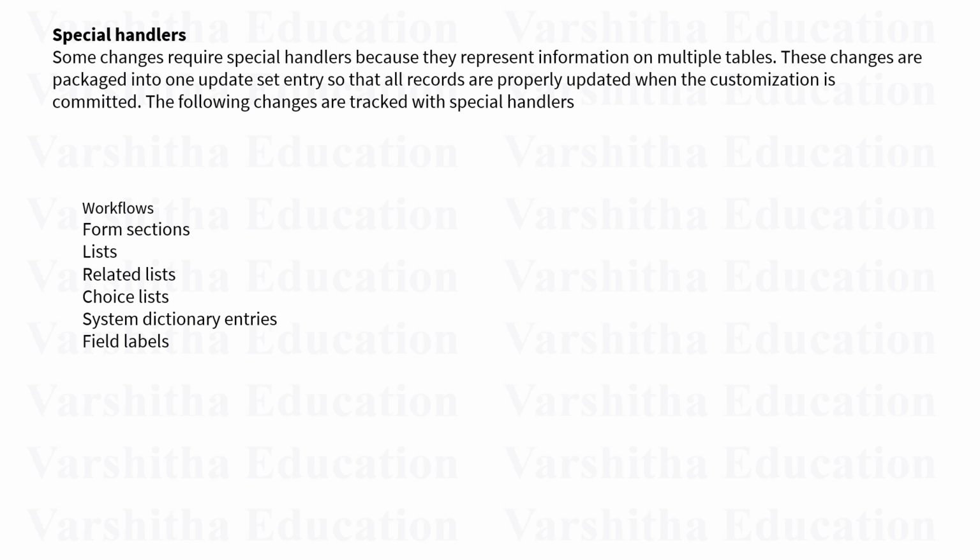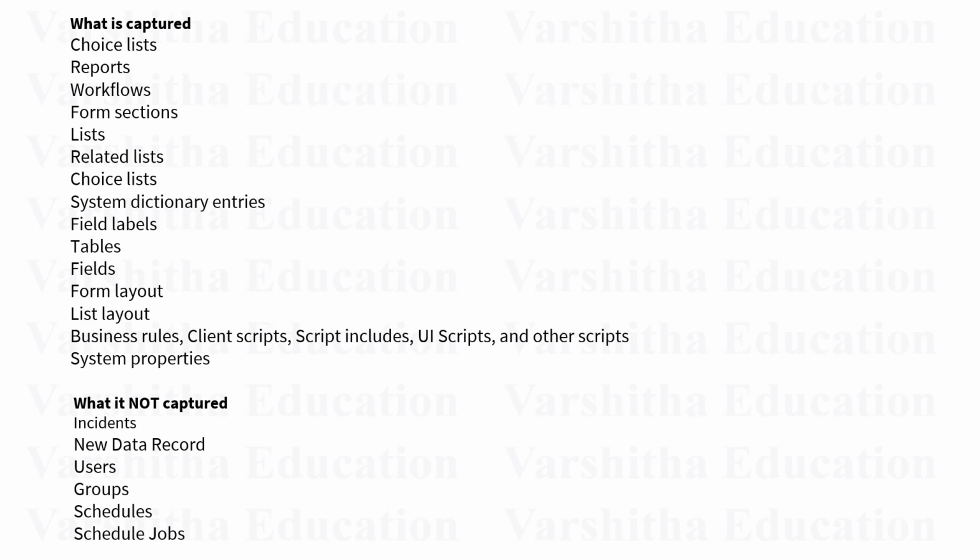So in an update set, what kind of things will be tracked? First of all, workflows can be tracked, and form sections. Any changes will be tracked, and the list will be tracked, and the related list is also tracked. Choice list is also tracked, and system dictionary entries will also be tracked, and field labels are also tracked. So these are all areas that can be tracked, with all kinds of the details. What is captured? That is the area we can use it for.